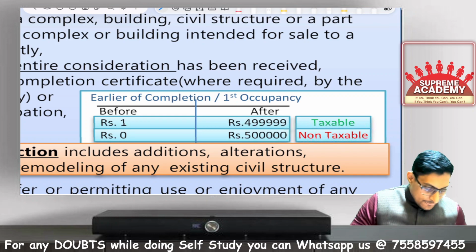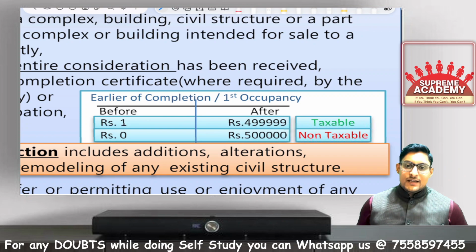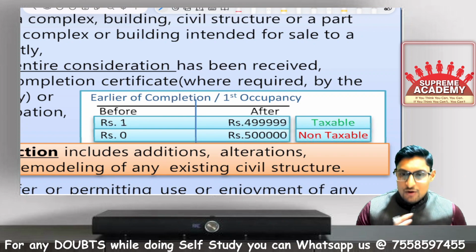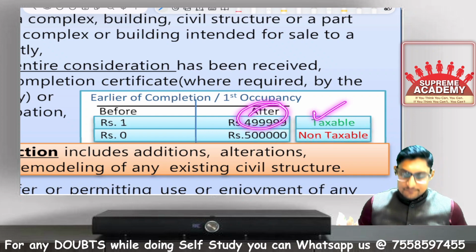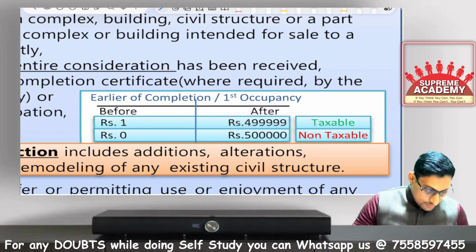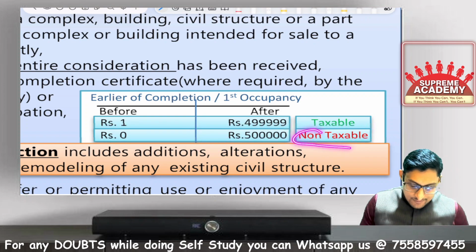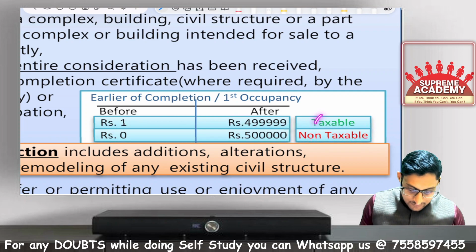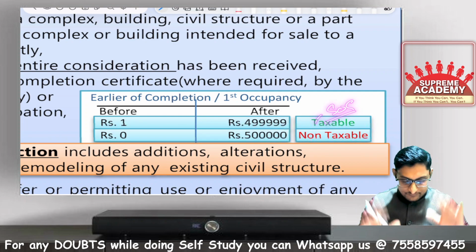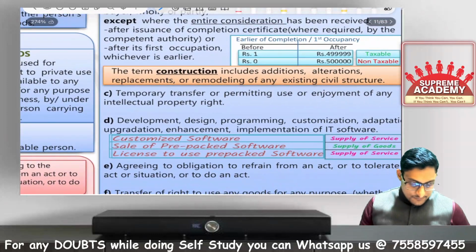Now analyze any amount you have received before this date. If you have received any amount before this date, then the whole amount will be taxable. Or if you receive the whole amount after this date, then nothing will be taxable. Got the point? If taxable, it will be a supply of service. This is the thing in the construction area.